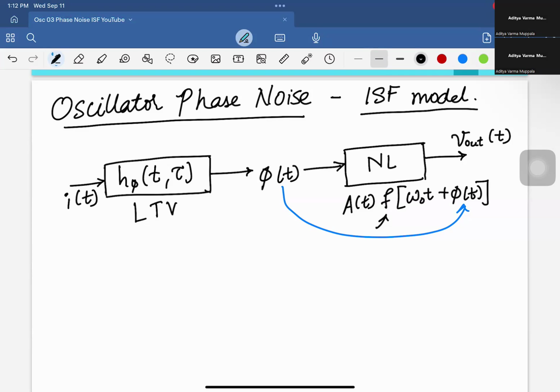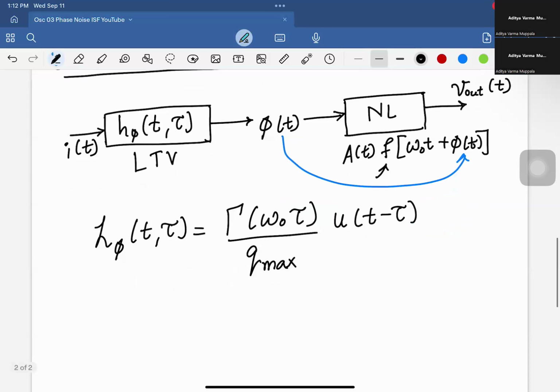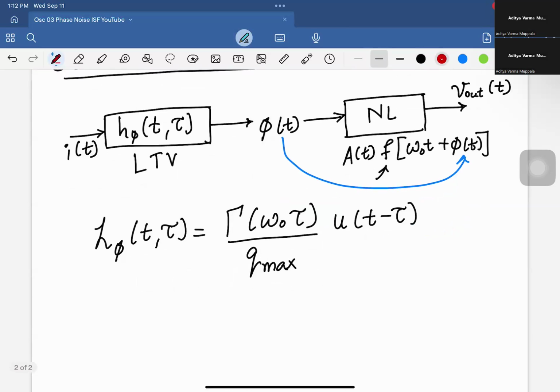So, I encourage you to look at the previous videos on both limit cycles and ISF models derivation before you continue with this. But essentially, we said, okay, this transfer function takes the form of gamma of omega naught tau divided by Q max times U of t minus tau, right? Where this gamma function is called the ISF, the impulse sensitivity function, right?